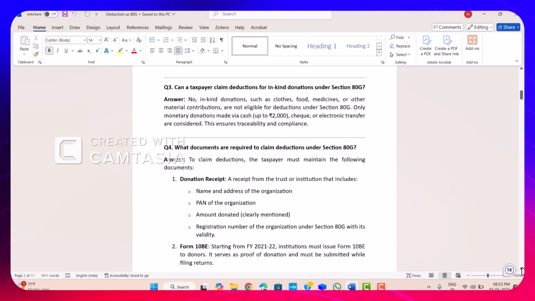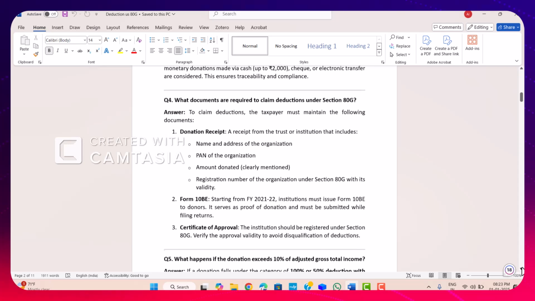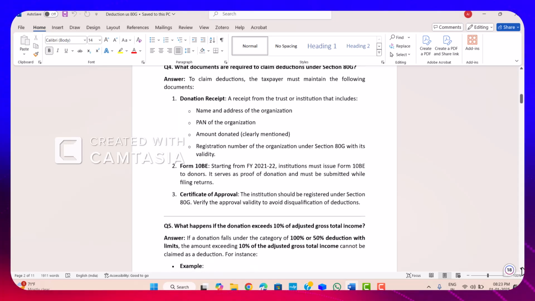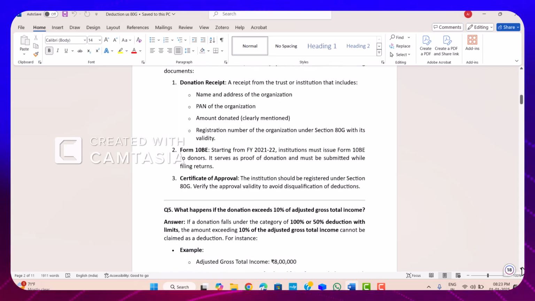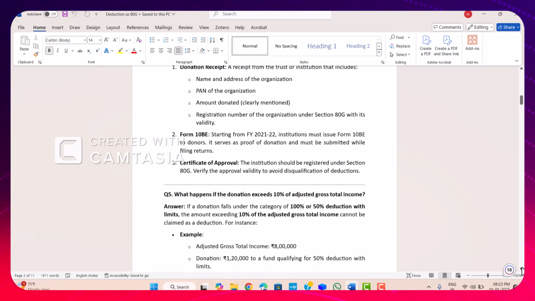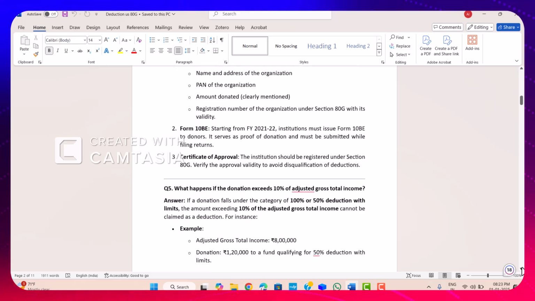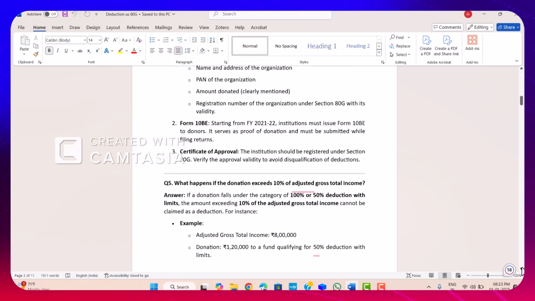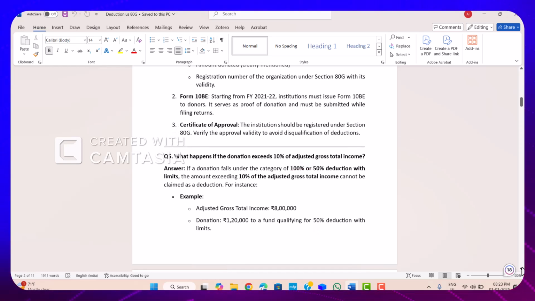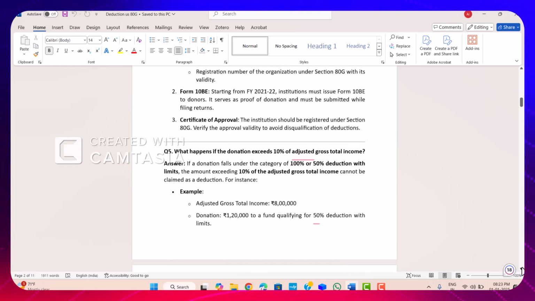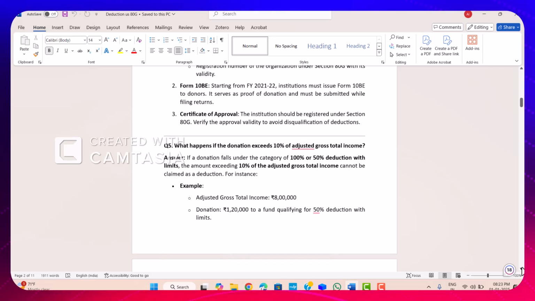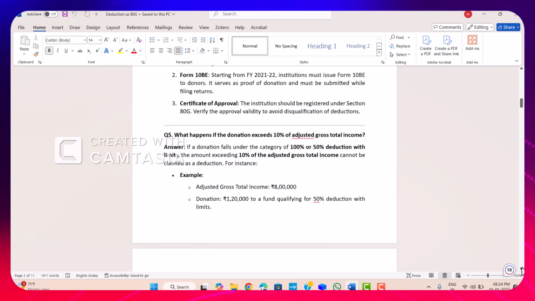Okay, now what are the documents required to claim the deduction under section 80G? One is a donation receipt, with the name and address of the organization to which you have given the donation, the PAN of that organization, the amount donated clearly mentioned, and the registration number of the organization under section 80G with its validity. Then we have Form 10BE, starting from financial year 21-22. The institution must issue Form 10BE to the donors. It serves as proof of donation and must be submitted while filing returns.